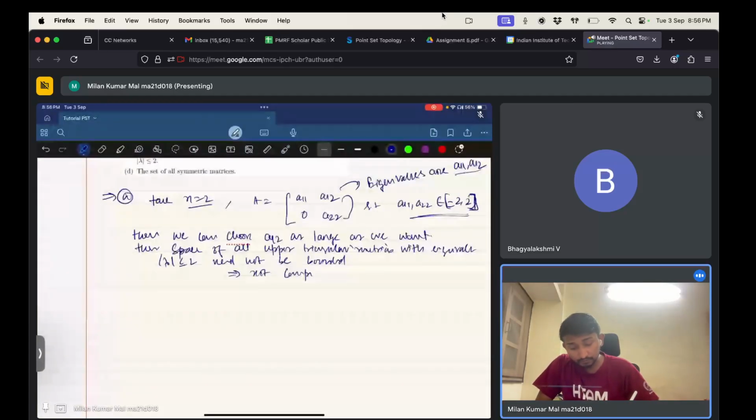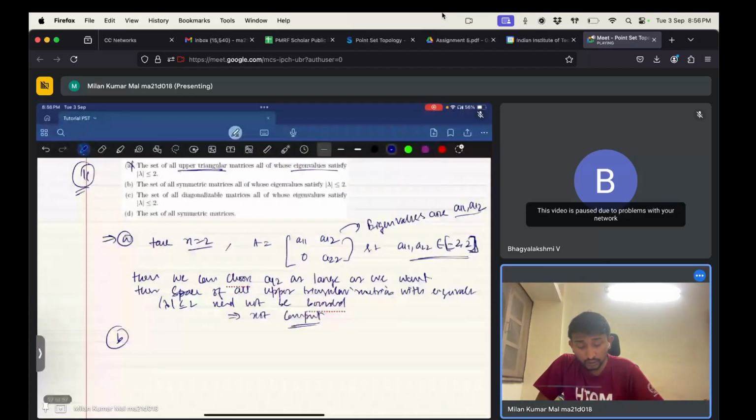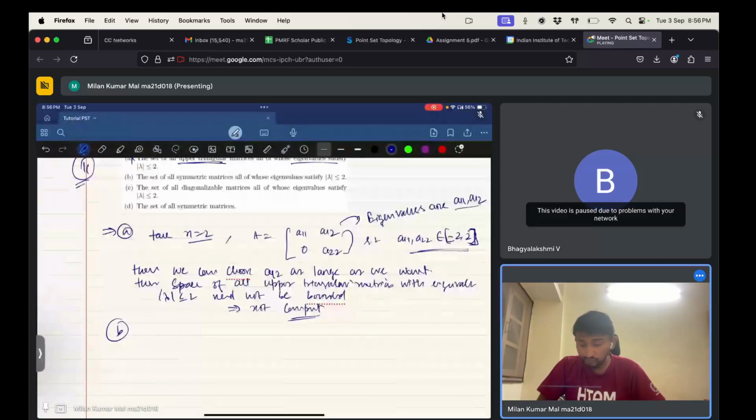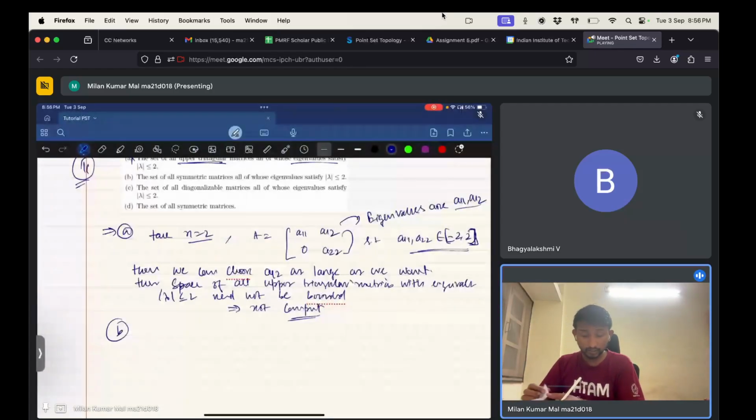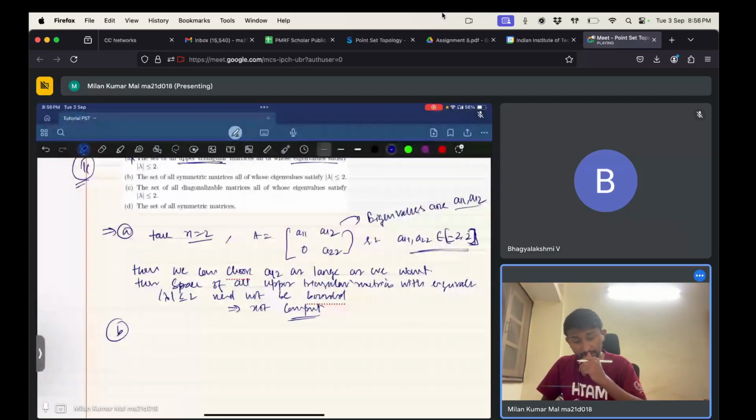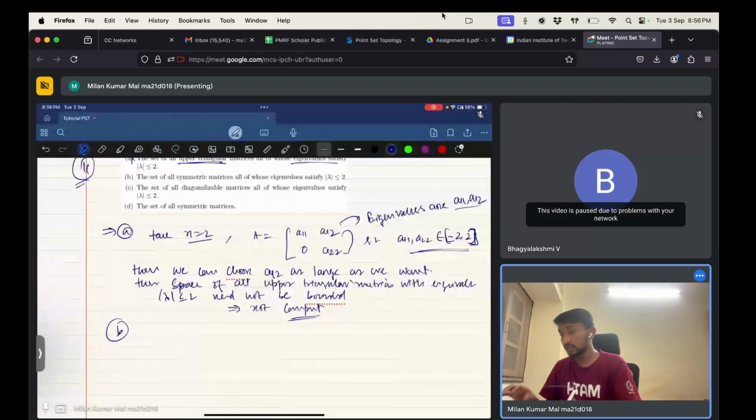Now B. The set of all symmetric matrices, all of whose eigenvalues satisfy mod lambda less than or equal to 2. This is correct, this is what I think. This is bounded, this will be the correct option.